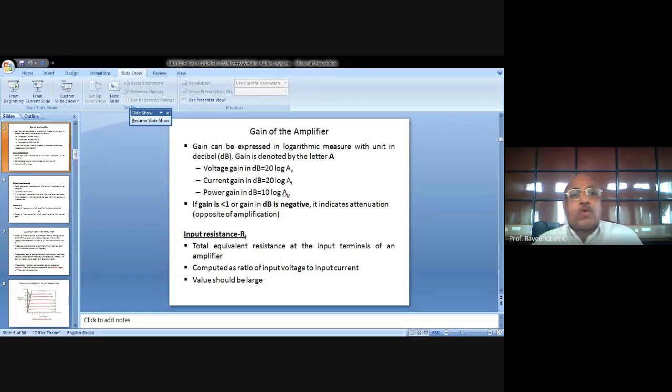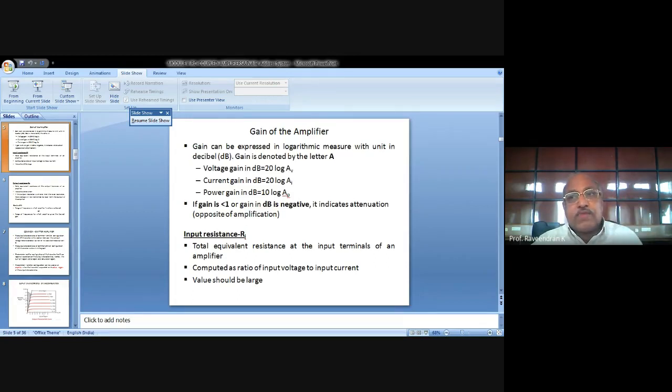So what about the output resistance? The total equivalent resistance at the output terminal of an amplifier. The value of the output resistance of the amplifier should be very small. Why is it so? Why should it be very small? That also I will tell you.